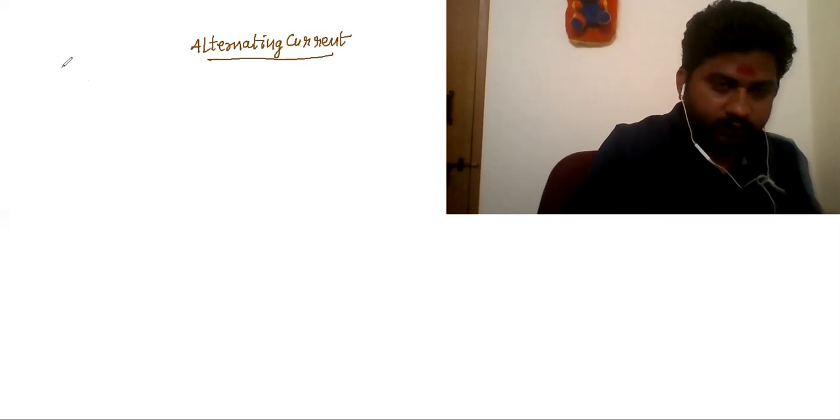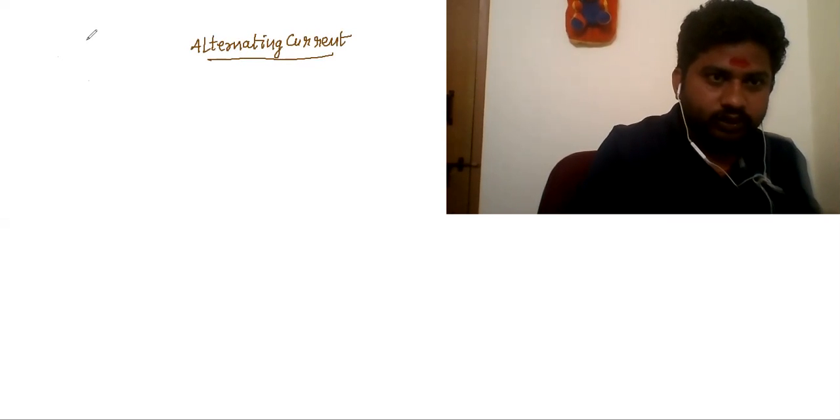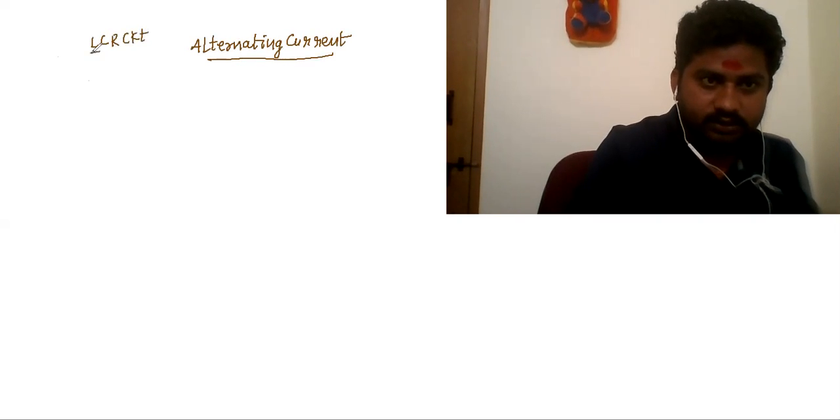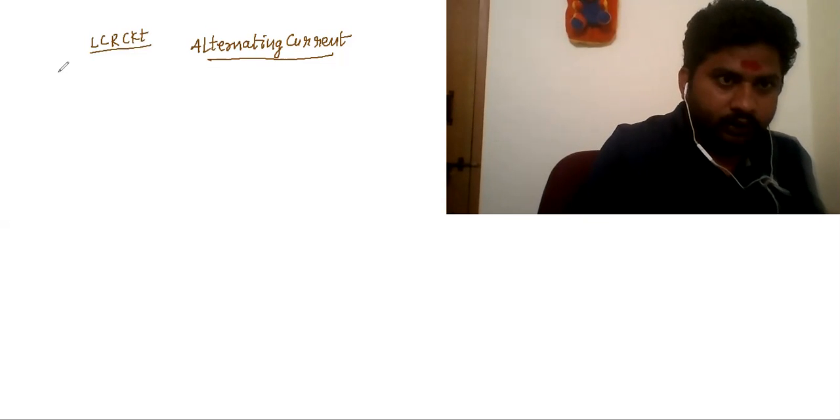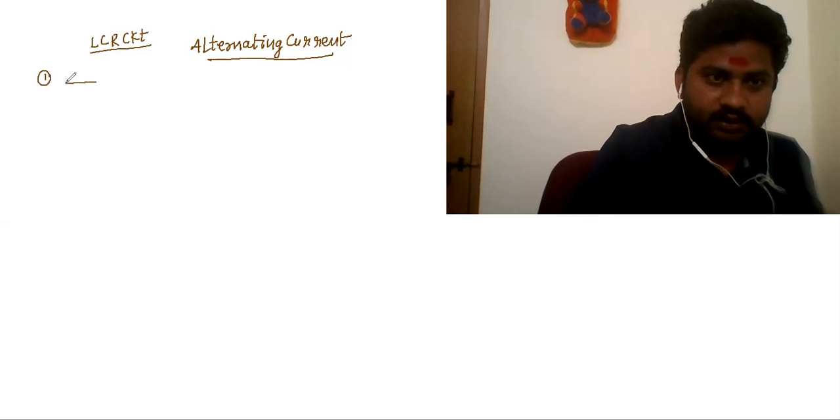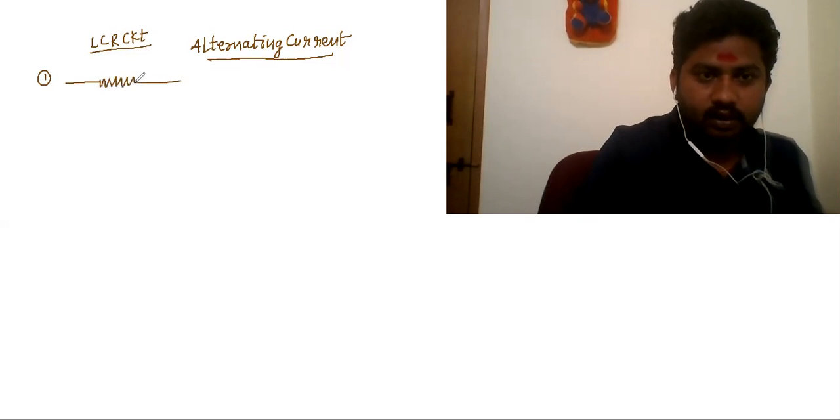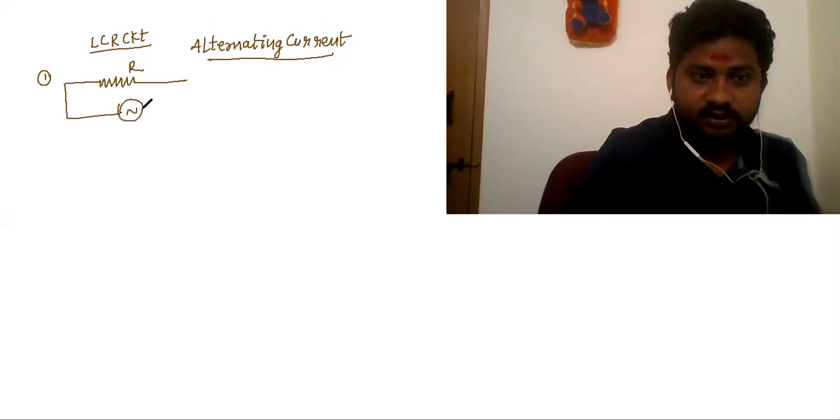The aim of today's class is to learn about the LCR circuit. What is this LCR circuit? Now listen, my dear students. The first case we have discussed is a circuit in which a resistor of resistance R is connected. For this resistor, an alternating source is attached.